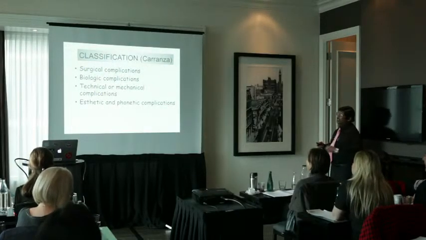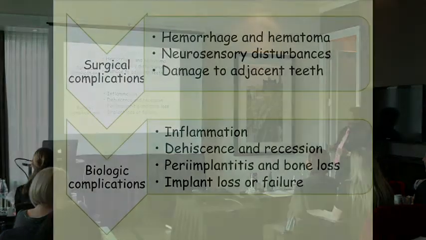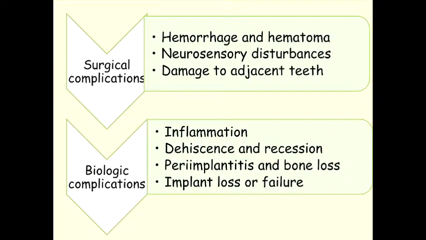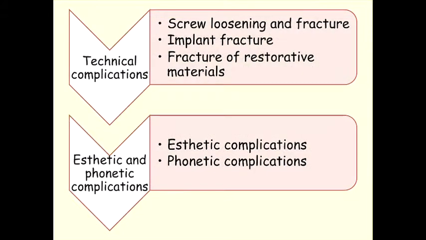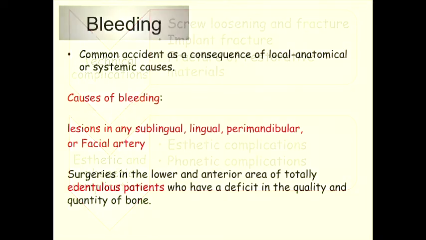Carranza has surgical, biological, technical, ethical, and aesthetic complications, so to speak. Now, surgical complications are hemorrhage, nerve problems, and damage to the teeth. Whereas biological complications are inflammation, adhesiveness, and periimplantitis, as Dr. Basil Gabriel said, and implant loss or failure. Well, the technical complications, Dr. Turkat talked about it, so we'll leave that to him, and the ethical part, we'll leave that to him.